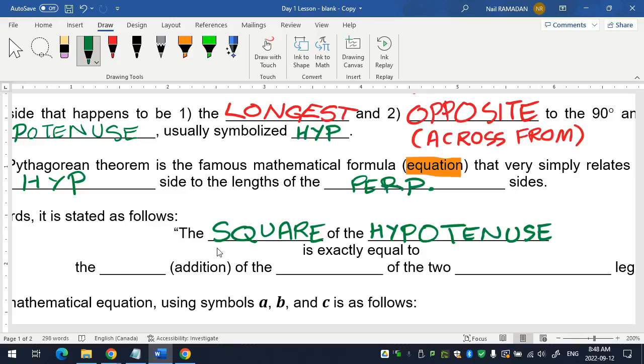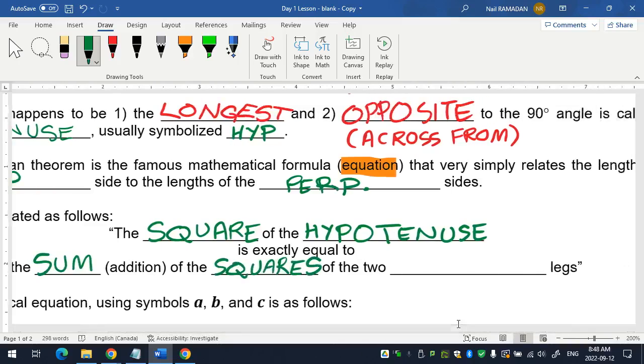So the sum of the what? Of the squares of the squares of the two what? Perpendicular legs.